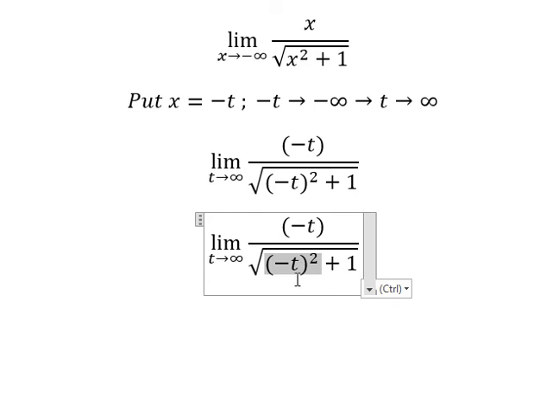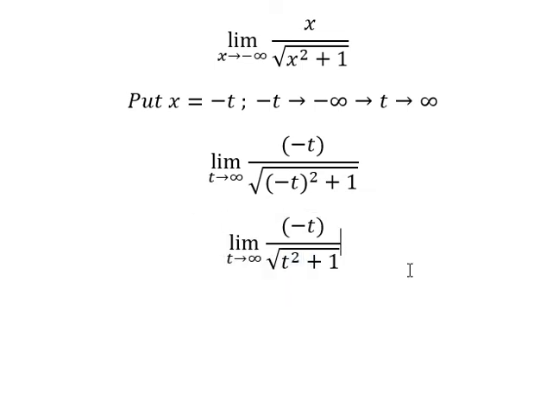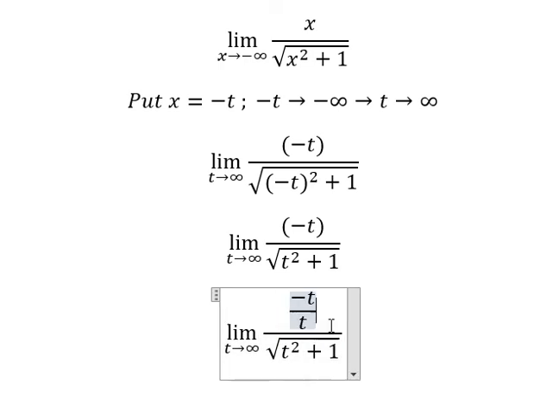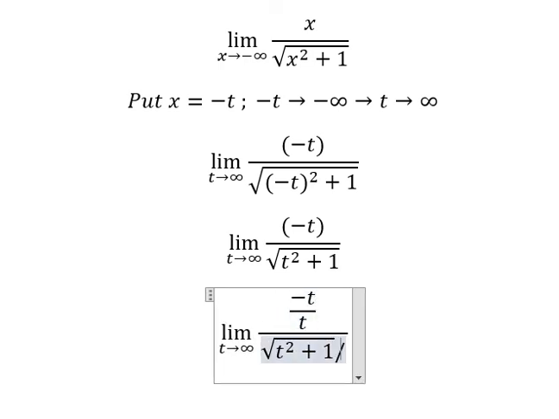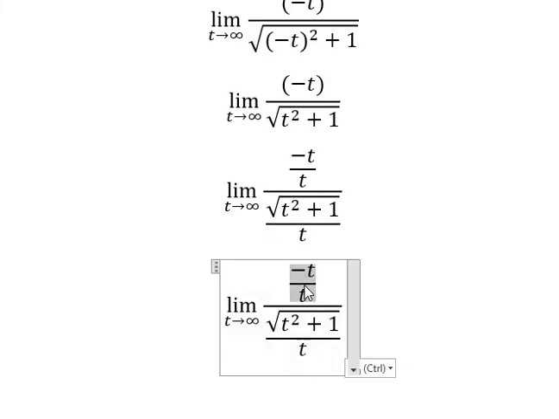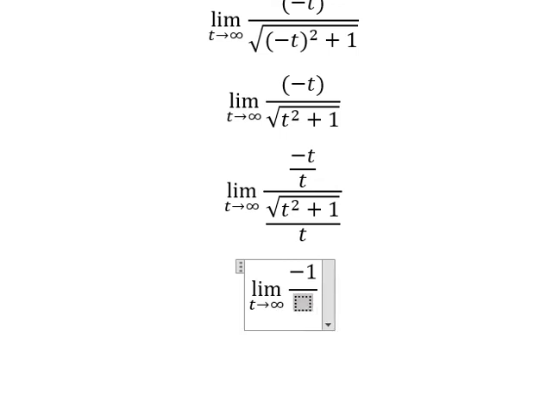Because this one is always positive, because the power is an even power, so this one we have t squared. Next we divide by t on numerator and denominator. So this one we have negative number 1. T go inside the square root, and we have like this.